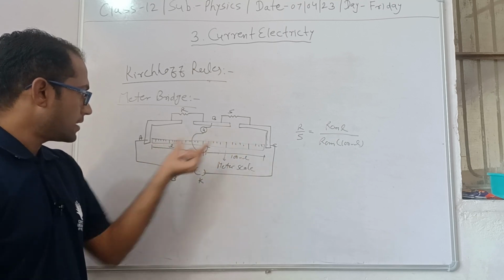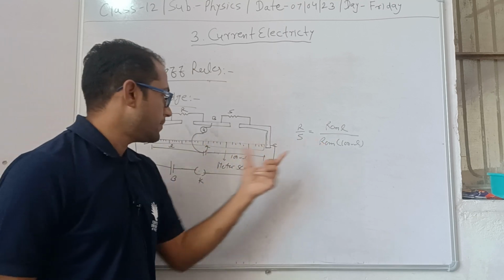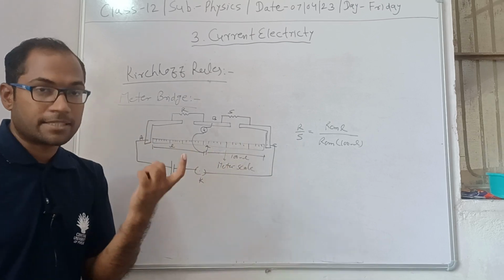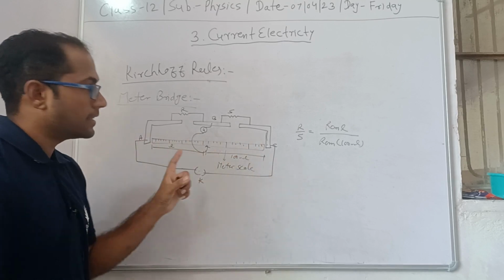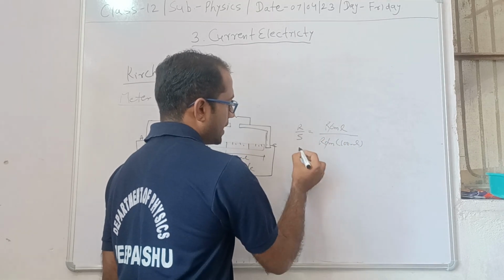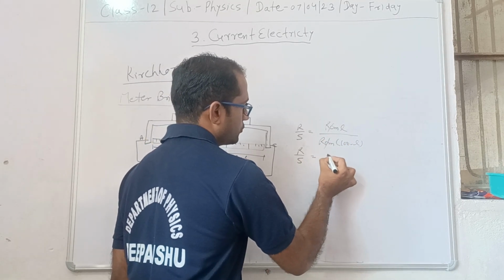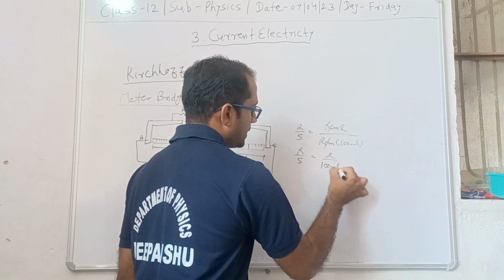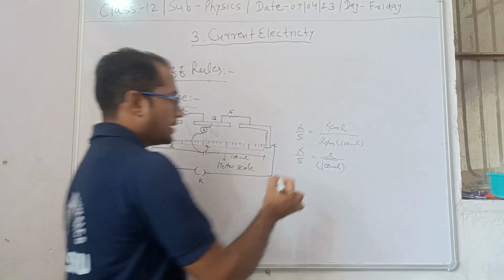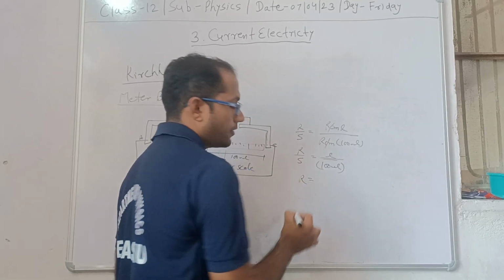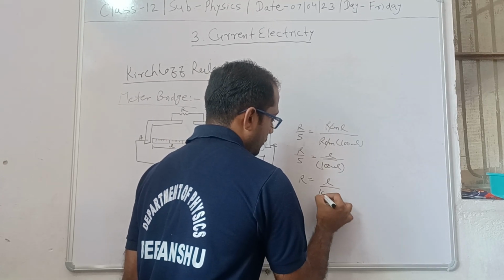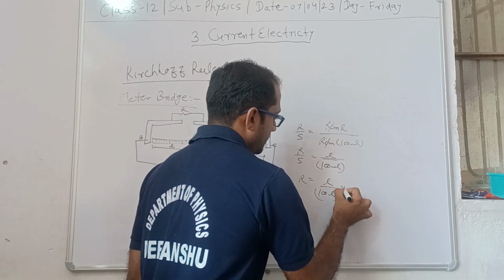Rcm is the resistance of the length L, and Rcm is also the resistance of the length 100 minus L, because the meter scale is made of the same material. So for the complete scale, the resistance is Rcm. So Rcm cancels out with Rcm, and R upon S equals L upon 100 minus L. We know that R is the unknown resistance and S is the known resistance. So we want to find the value of R, which is L upon 100 minus L multiplied by S.